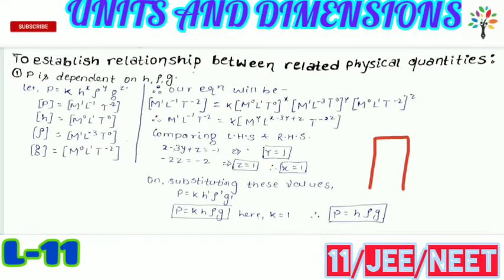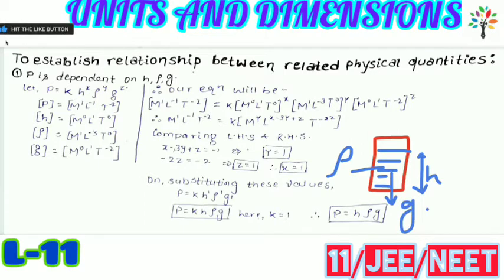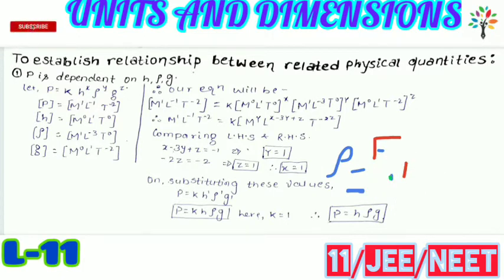Let us suppose there is a container and water is filled inside it, and this is the height of the level of water, and the density of water is rho, and the acceleration due to gravity is small g. So the pressure acting at this point P is equal to H rho g. Many of you have learnt this formula, or you will learn it in fluid mechanics of physics class 11th. So let us see how dimensionally we may find the relation.